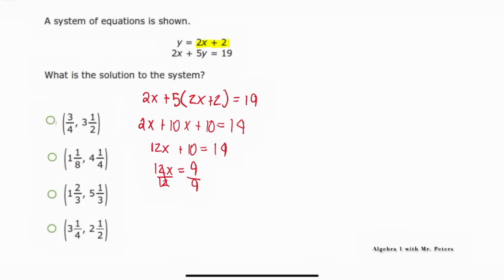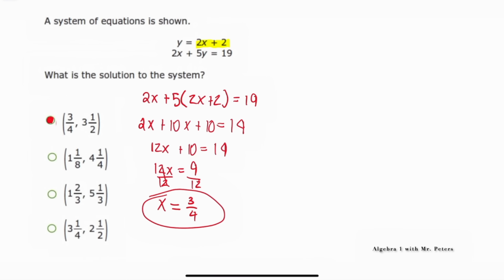After we divide now, family, we're going to get x is equal to, and I made a small mistake, that's supposed to be 12. X is equal to 9 over 12, but we have to reduce the fraction. If we divide by 3, we're going to get x is equal to 3 over 4. Now, when we look at our answer choices, we should already know that the correct answer is answer choice A, because that's the only answer choice that has the correct x value. We don't even need to worry about the y.